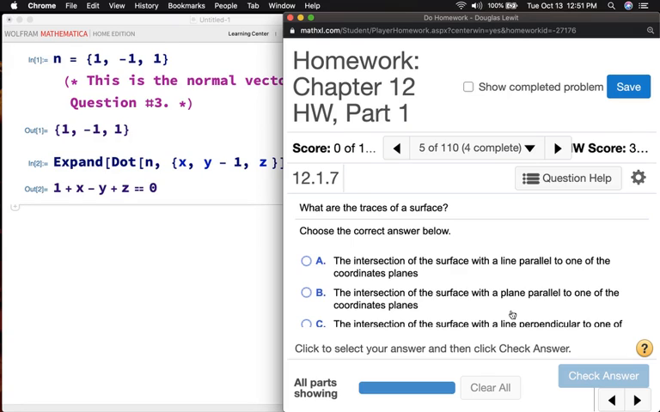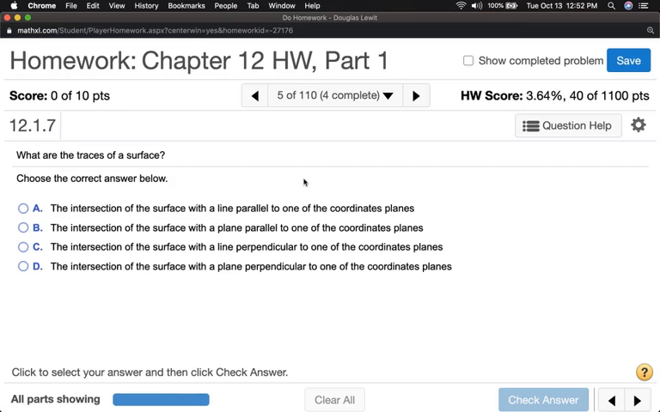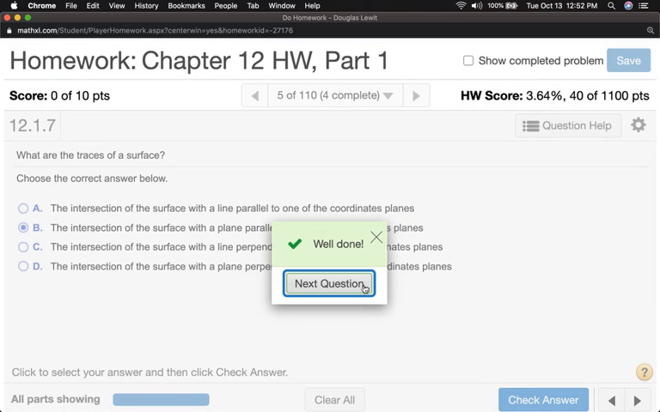What are the traces of a surface? Okay, hold on. Let me expand the window a little bit. What are the traces of a surface? Choose the correct answer below. The intersection of the surface with a plane parallel to one of the coordinate planes. Should be B.